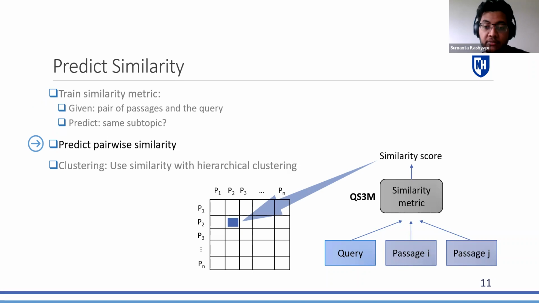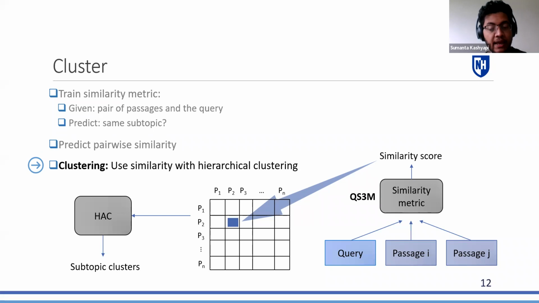Next, once we have the trained metric, we obtain the pairwise similarity scores between all document pairs that we want to cluster and obtain this similarity score matrix. And finally, we apply hierarchical agglomerative clustering with average linkage using the similarity score matrix and obtain the subtopic clusters. The resulting clusters rely on the trainable similarity metric. Hence, by training the metric correctly, we can obtain the correct clusters.